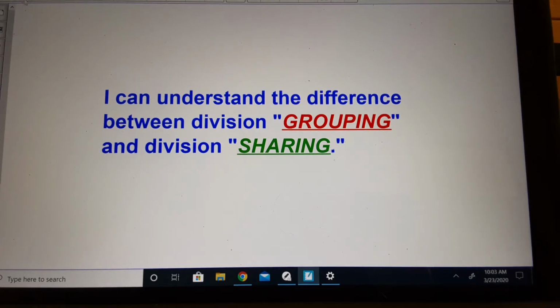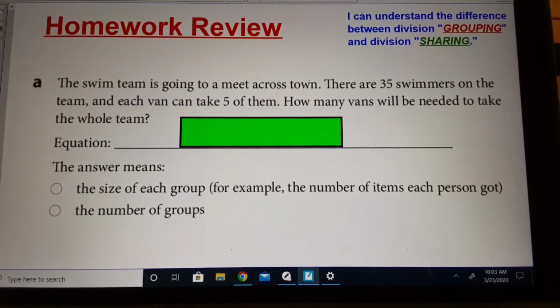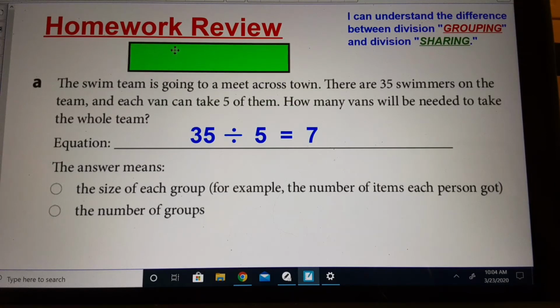Let's take an example from one of the previous assignments just to start putting our thoughts together about grouping and sharing. The swim team is going to a meet across town. There are 35 swimmers on the team, and each van can take 5 of them. How many vans will be needed to take the whole team? Well, here's the equation. 35 divided by 5 equals 7. That's true because 7 times 5 is 35.